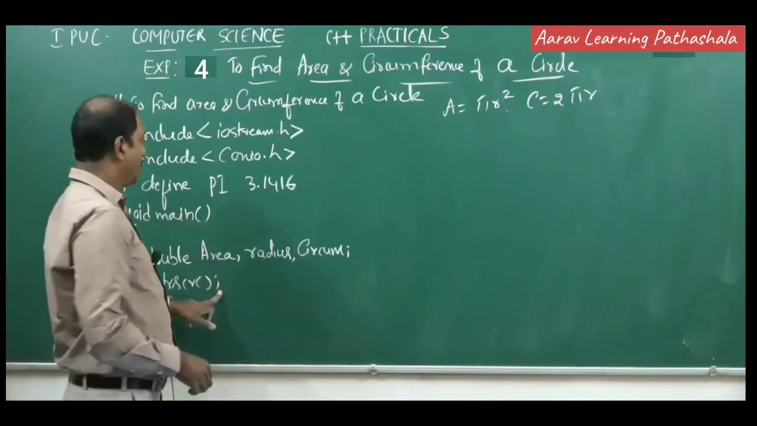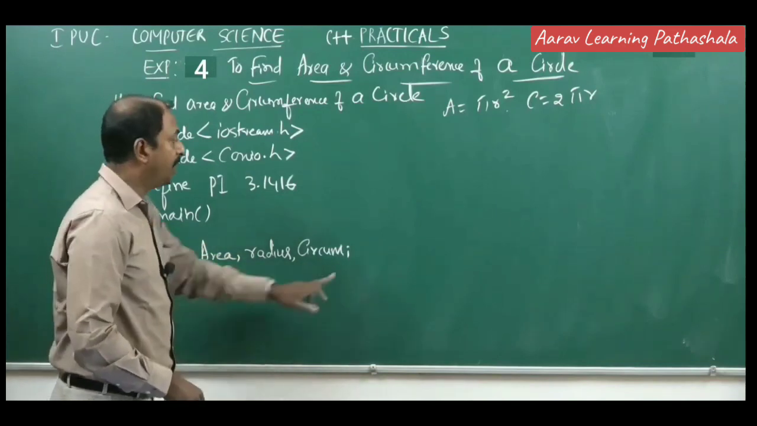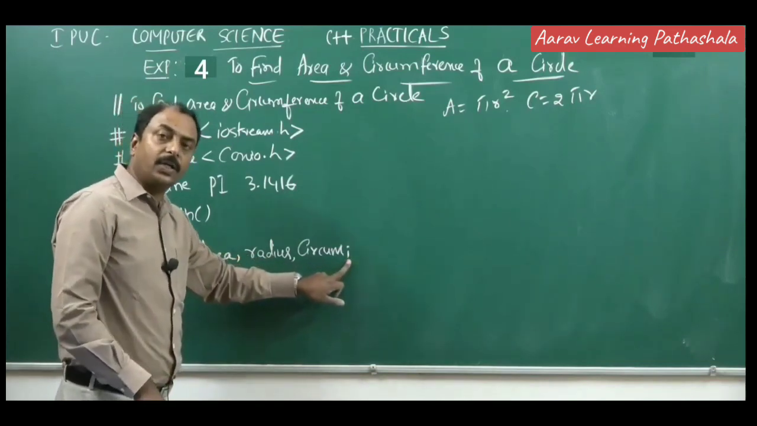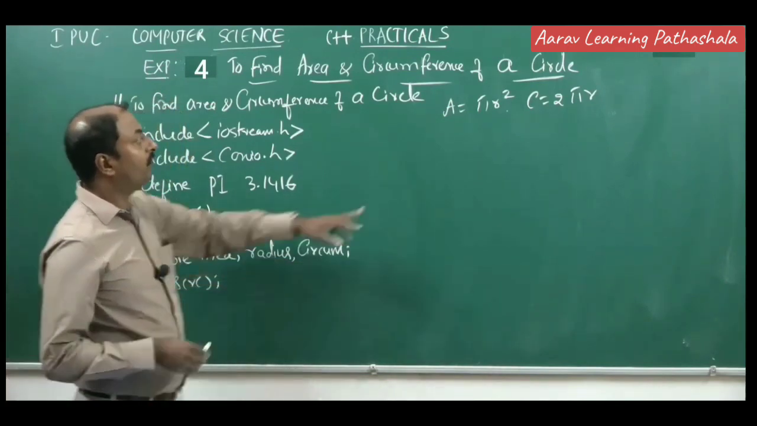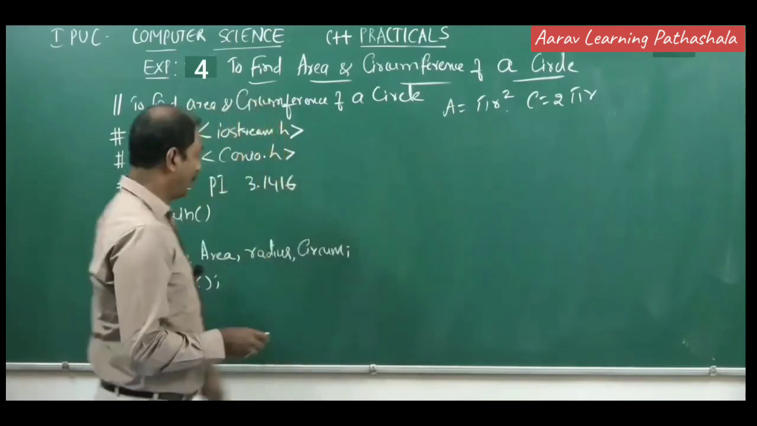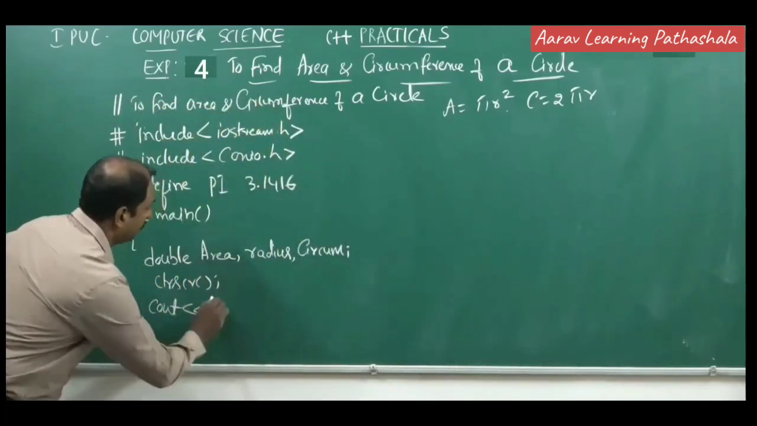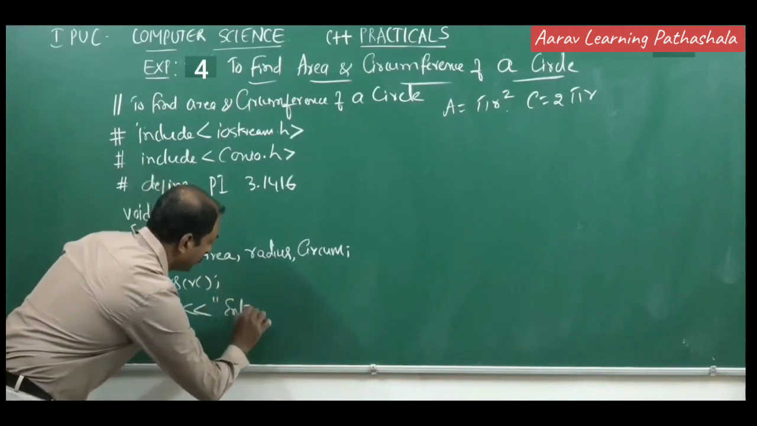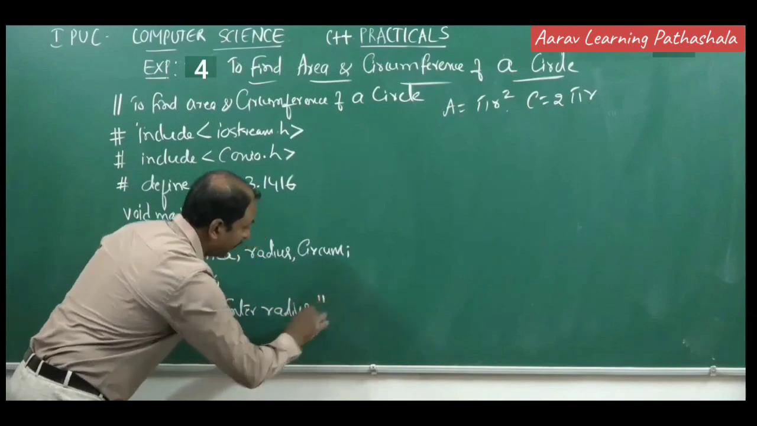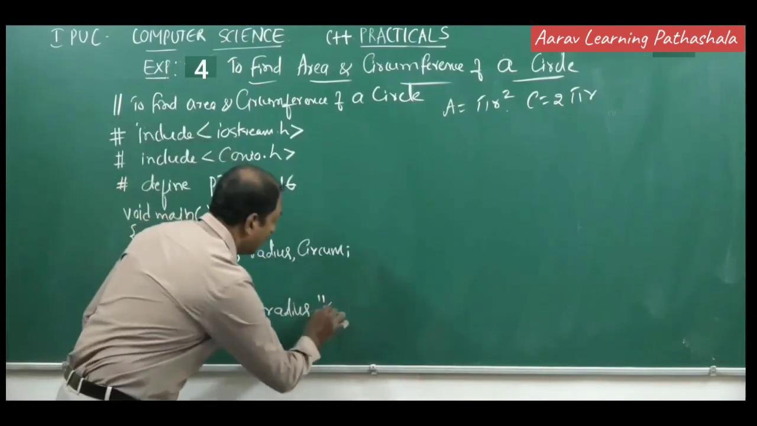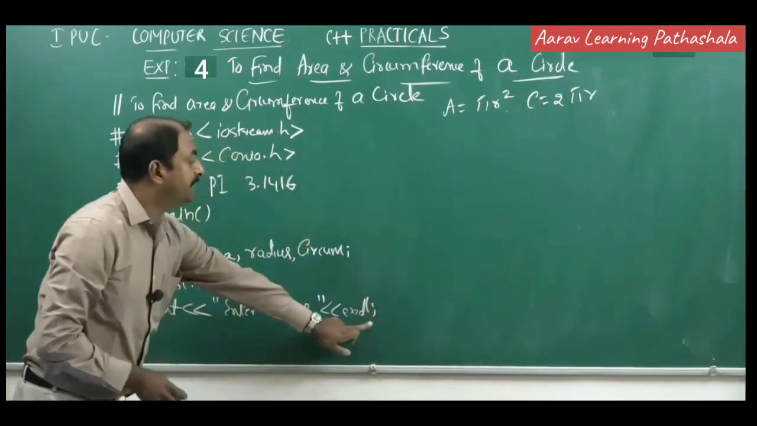And please note students, each and every statement in C++ must end with a semicolon. It indicates the end of a C++ statement. After clear screen we have to enter the value of radius. So here I will write the output statement cout, enter radius. I am closing this. I can make use of endl as a manipulator, semicolon.